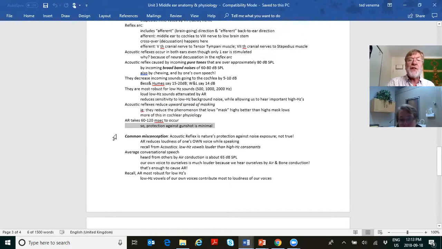A common misconception: the acoustic reflex is nature's protection against noise exposure, but not the whole thing. Mainly, they reduce the loudness of your own voice while you speak.